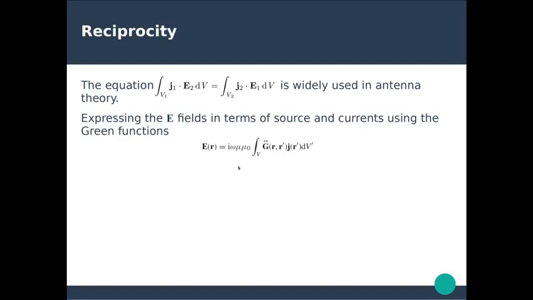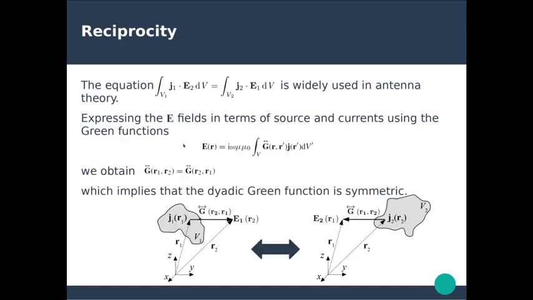If you inject this expression into the reciprocity theorem, which is just above here for E1 and E2, you end up showing that the Green tensor element R1, R2 is actually equal to the Green tensor element R2, R1, which simply implies that the Green function is symmetric. This has a clear physical implication.